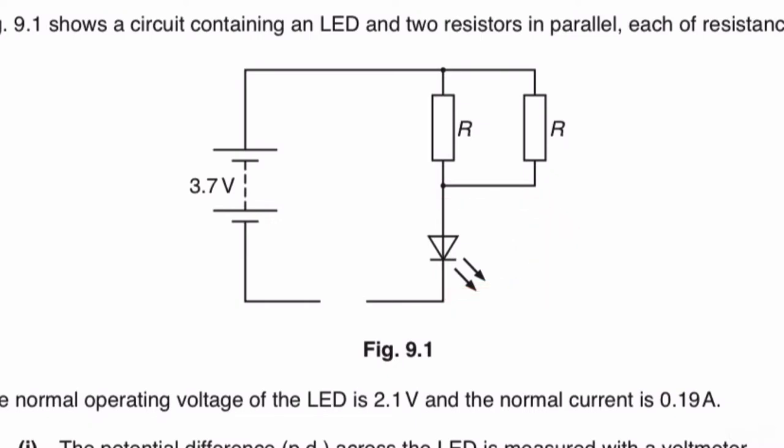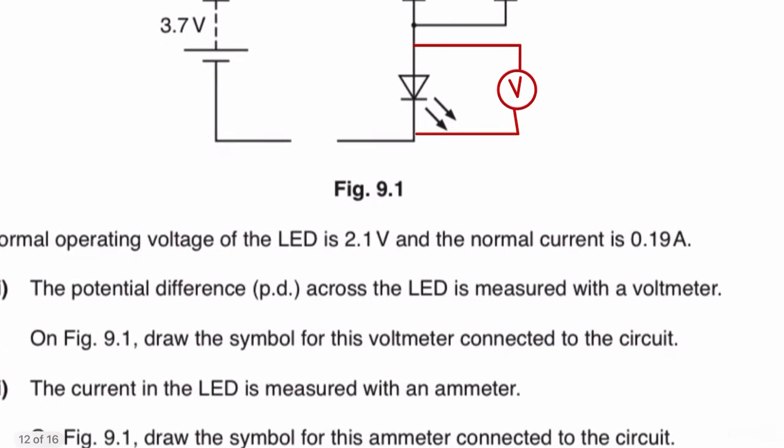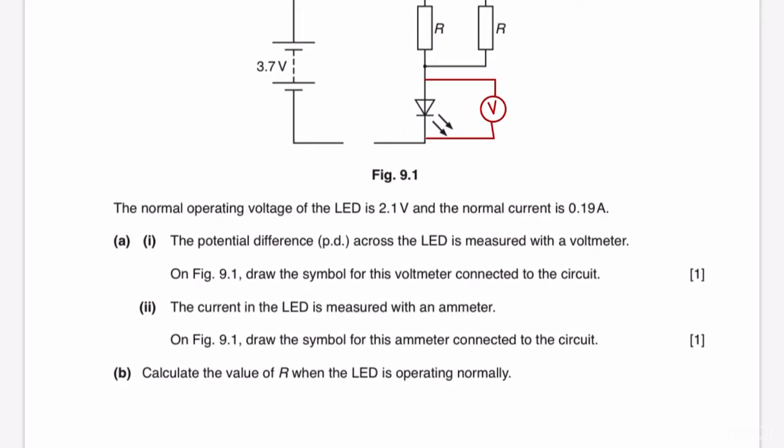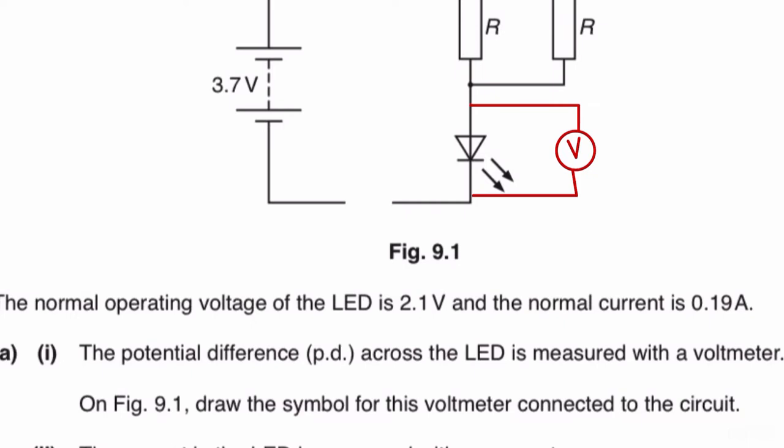So that's exactly what we're going to do. We're going to draw the voltmeter. Say, and what is it saying? The current in the LED is measured with an ammeter. Now, if we're drawing the ammeter that measures the current that flows through the LED, it has to be in series. Ammeter is always drawn in series and voltmeter is always drawn in parallel. So that's exactly what we're going to do. We're going to draw an ammeter and here we go. Take it.